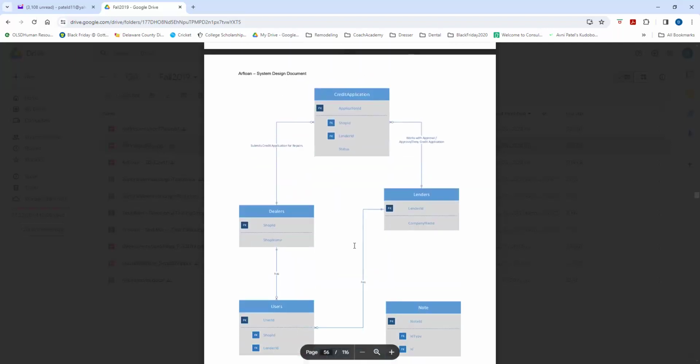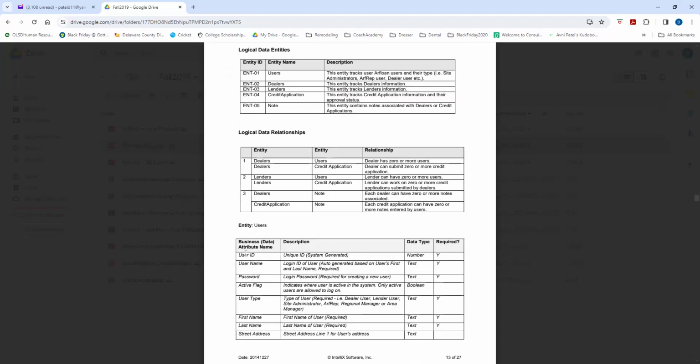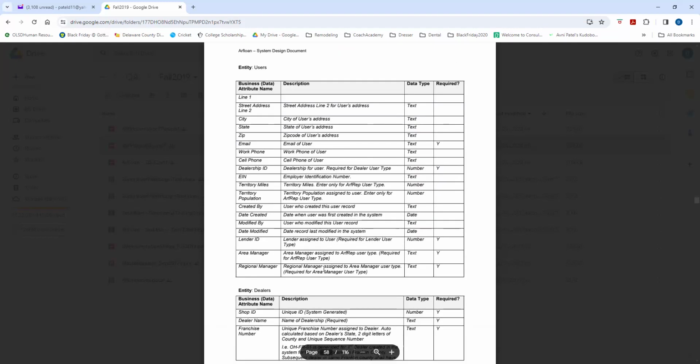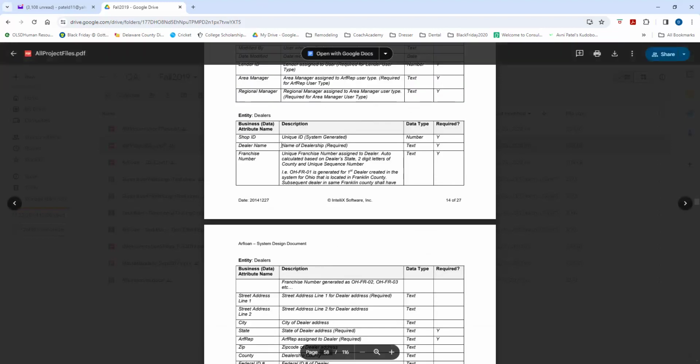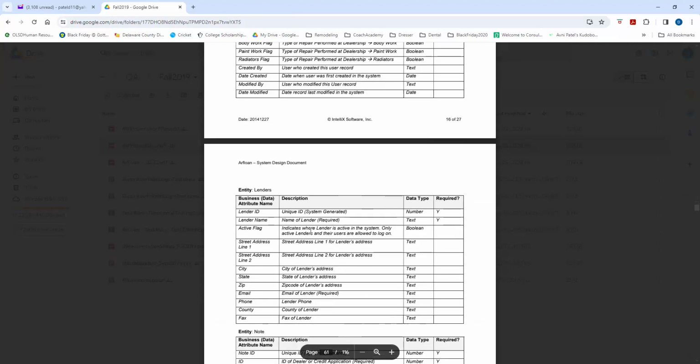Then it talks about the logical data model. So it goes through it. When somebody says a user, what does a user contain? All the information. This goes into detail. What should be the data type, and whether it's required or optional? What is the purpose of each piece of data? Same thing goes for your end users, for dealers, and what needs to happen for lenders.